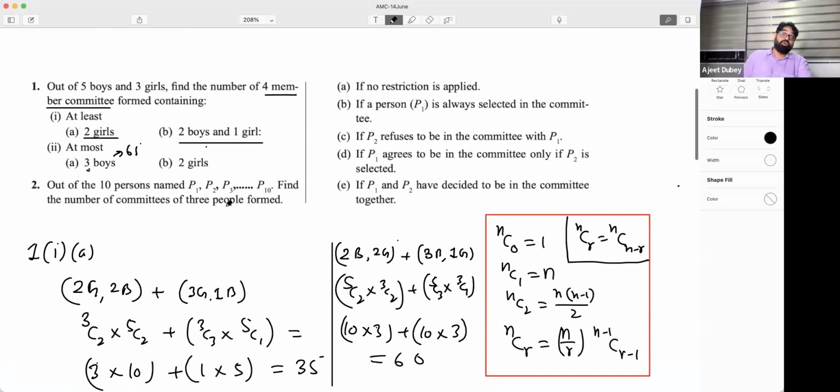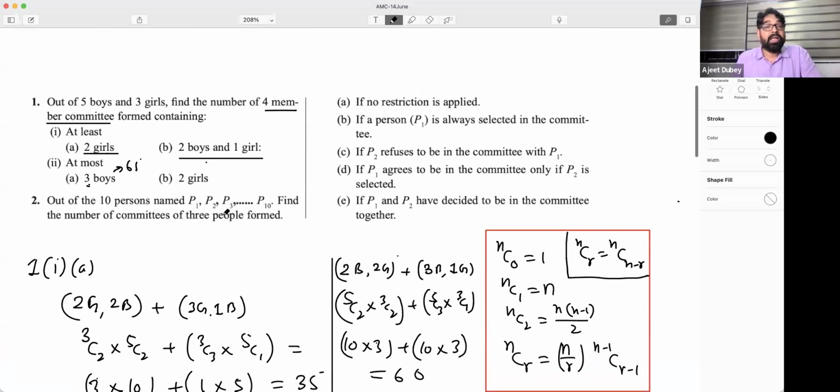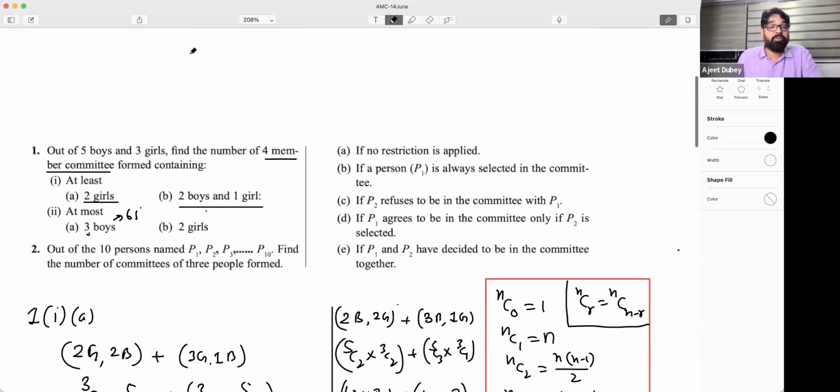At most 2 girls. At most 2 girls means what? No girl means one case, no girl. Another case, 1 girl, 3 boys. Another case, 2 girls, 2 boys. That's all. This is the case.